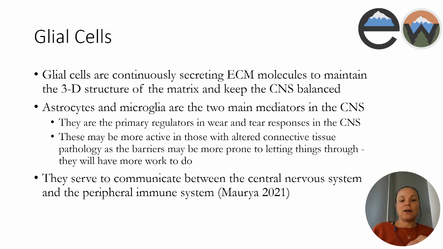They are the communication between the central nervous system, so the brain and spinal cord, and the peripheral immune system. How important is that? So it's a neuroimmune problem for a lot of people. That's why a lot of people are doing well with low-dose naltrexone, because it works on microglia. So again, astrocytes and microglia communicate between the central nervous system, our brain, and our peripheral immune system. Okay.